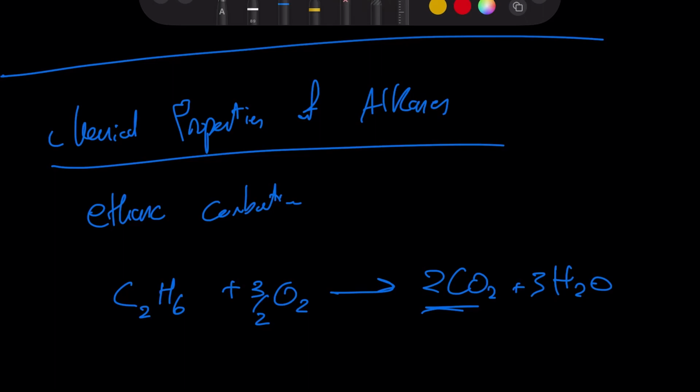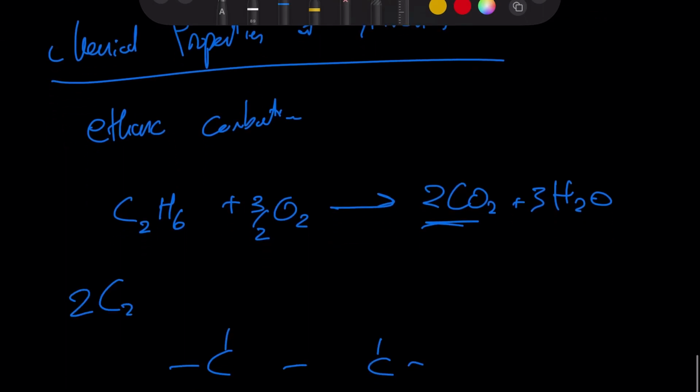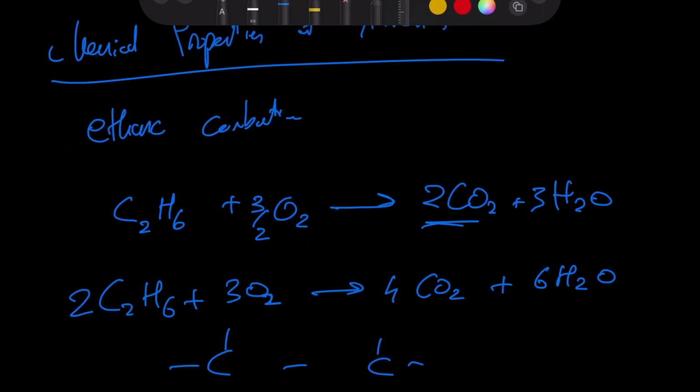But we don't want this 2, so we will do multiplication. Wait, this is probably wrong, let's calculate again. We need 7 oxygen atoms, so from here 3.5, which is 7 over 2. So I think this is balanced, God willing.